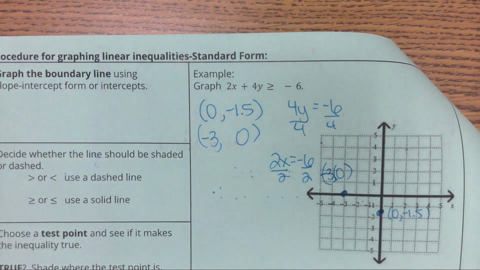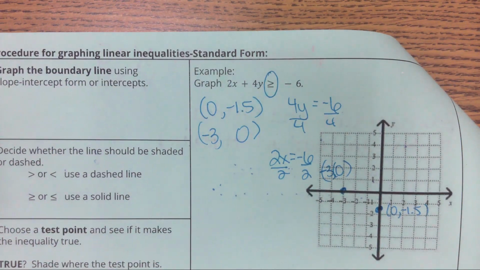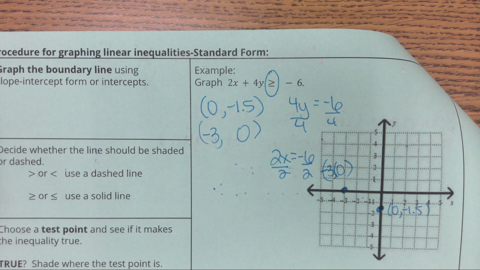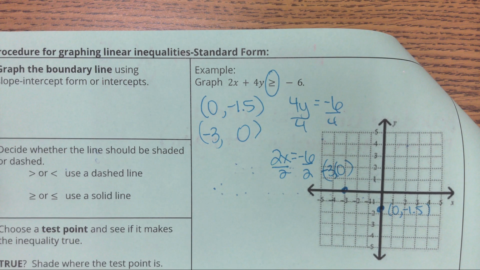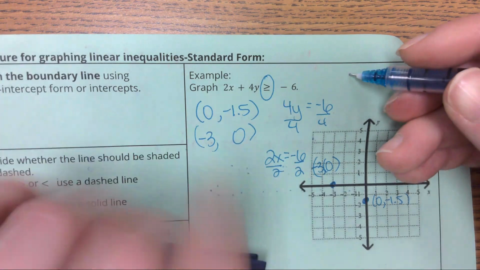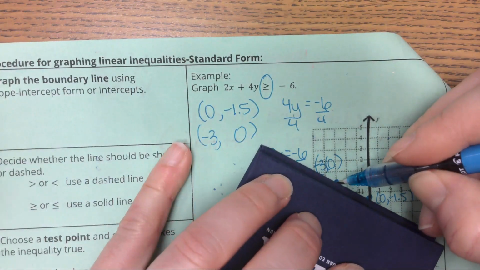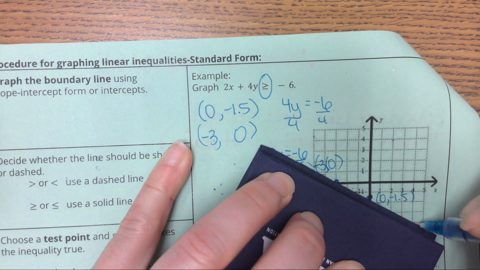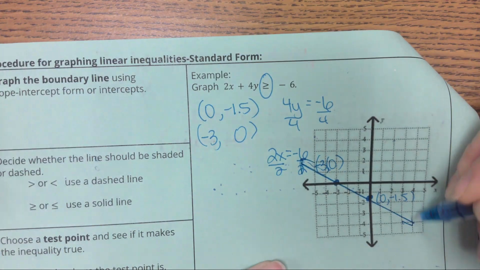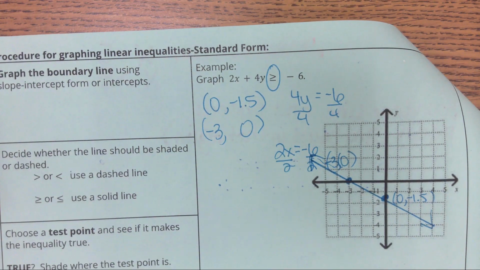Okay. Let's look at this. Is this solid or dashed? Solid. So connect this with a solid line. Now this is the last thing. This is the thing people forget. They're like, oh, I can't remember how to do this. We need to shade on one of the sides.